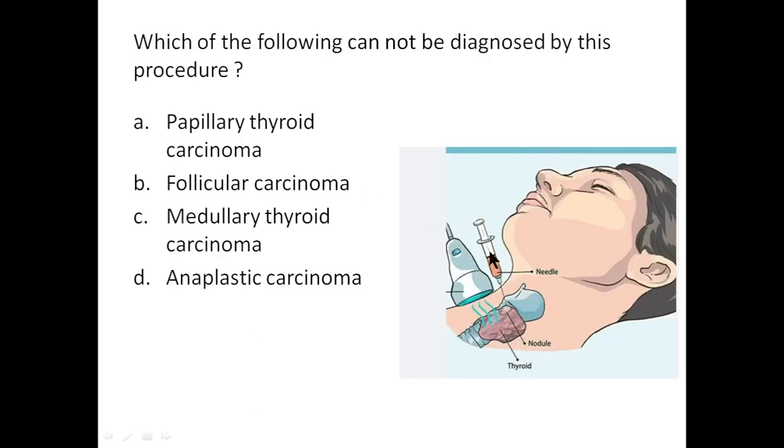This is a picture of fine needle aspiration cytology guided by ultrasonography. What is the story? Which of the following can't be diagnosed by this procedure? Papillary carcinoma can be diagnosed. Follicular carcinoma, yes. This is the one which cannot be diagnosed by this procedure. لي؟ لان احنا علشان نشخص follicular carcinoma محتاجين نشوف الخلايا وهي invading الكبسول او invading blood vessels، ودي غير متاحة بالfine needle aspiration cytology. هتبقى متاحة لو عملنا hemithyroidectomy او total thyroidectomy. So in this slide go for B.